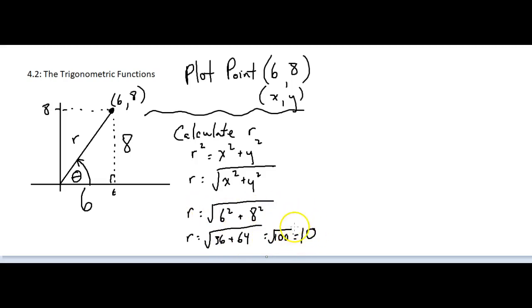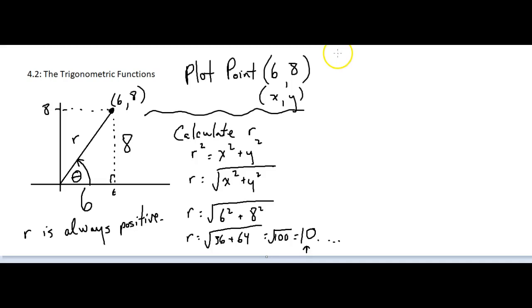Now I know there's also a negative 10, which is a root of 100. We are going to consider r is always positive, so take the positive root when you do this. I've got a nice perfect square here. It doesn't always turn out that way. You might have to use some decimal values if it doesn't work out beautifully. I would caution you from just rounding to a whole number if it's not a whole number, okay? Use decimal values in this case.